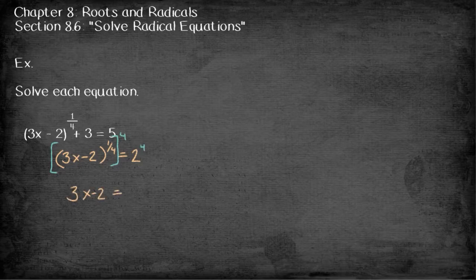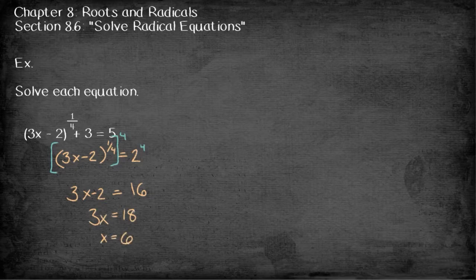So I'll have 3x minus 2 is equal to 2 to the 4th, which is 16. We're going to add 2 to both sides to get 3x alone. And then x is equal to 6. Again, we want to check.